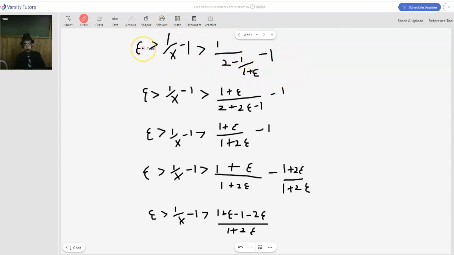We start with a repeat of the line we had before. If we look at this compound fraction, we multiply numerator and denominator by 1 plus epsilon to get rid of this secondary denominator. It becomes 1 plus epsilon over 2 plus 2 epsilon minus 1. We multiply this 2 by 1 plus epsilon, we get 2 plus 2 epsilon. That simplifies to just a 1 plus 2 epsilon in the denominator. This 2 minus this 1 just gets us this 1. Then, to subtract 1 from this fraction, we want to get a common denominator.